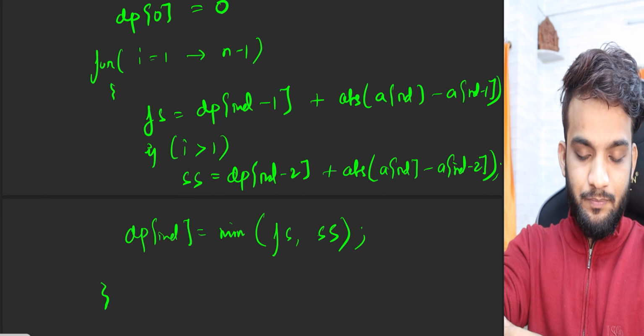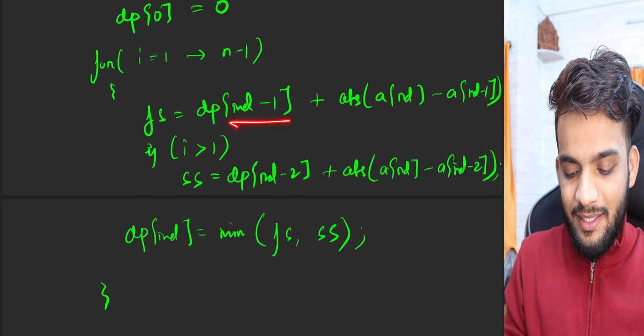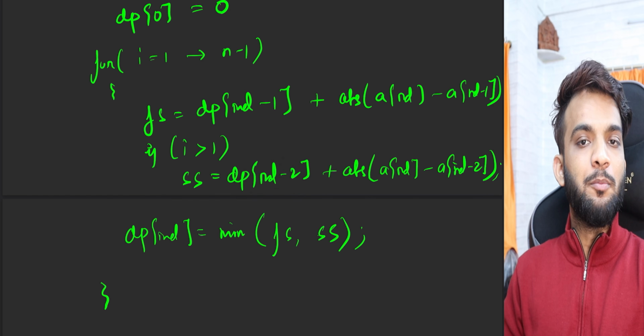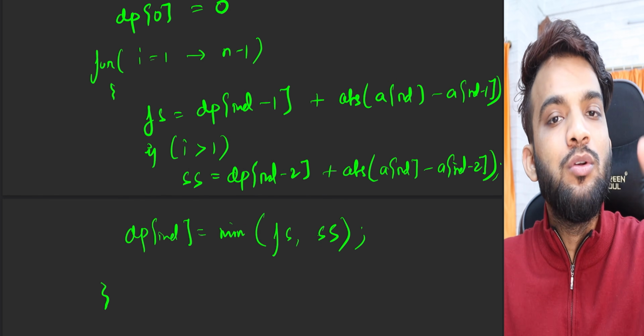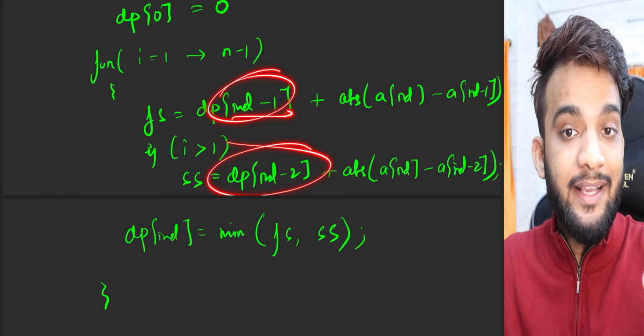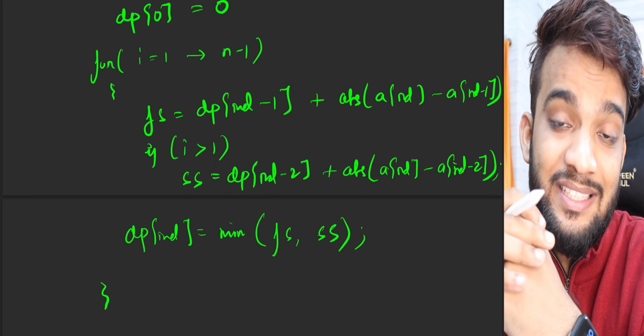I did tell you one thing. Anytime there is something like index minus 1, index minus 2, there can always be a space optimization. Take this as a thumb rule. There will always be a space optimization if there is something like index minus 1 and index minus 2. Always.